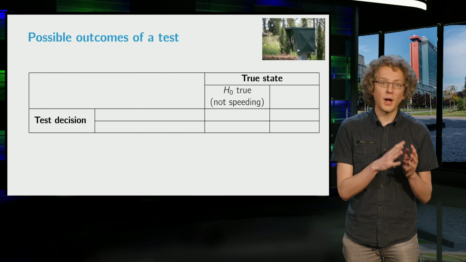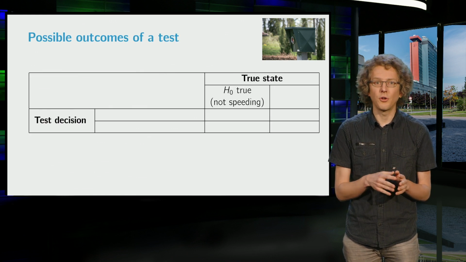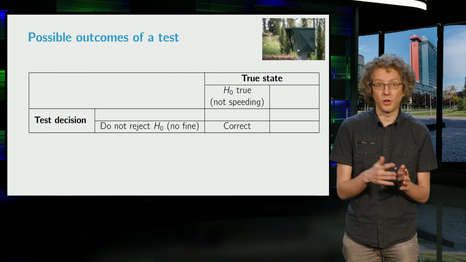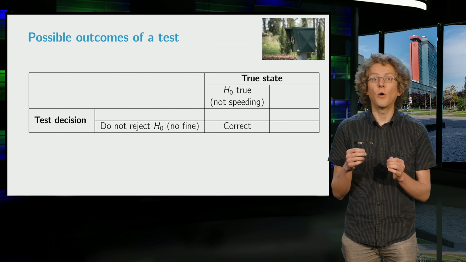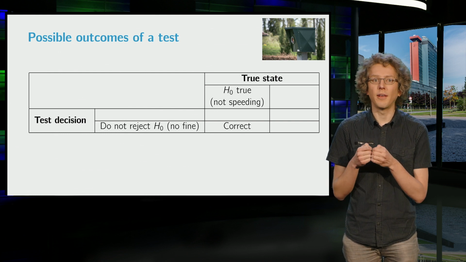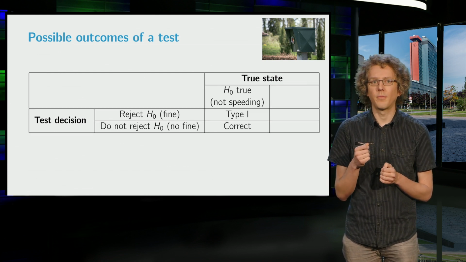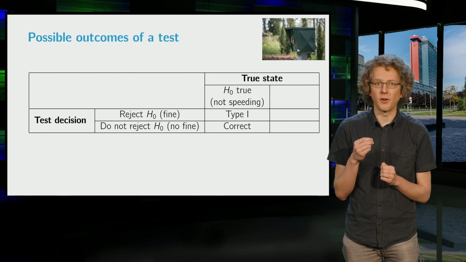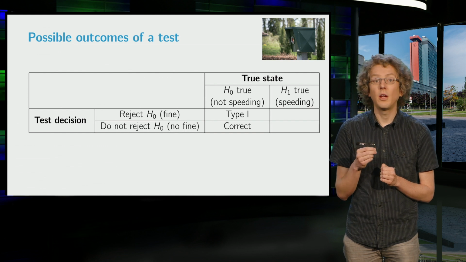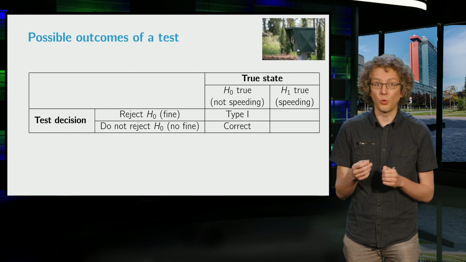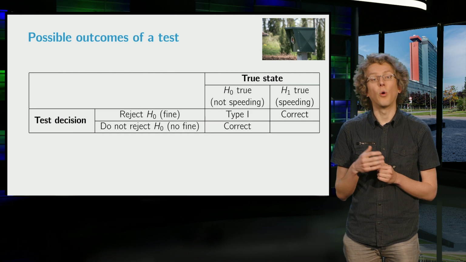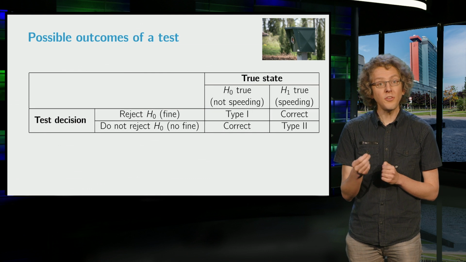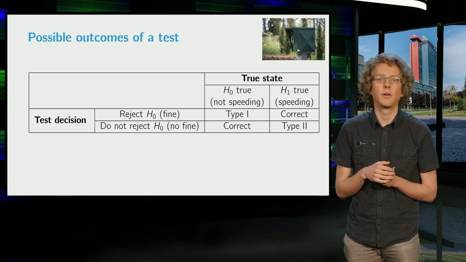The person could be driving at 100 km per hour, so they are not speeding. Well, they could then not be fined, which would be the correct decision, or they could unjustly be fined, which was our type 1 error. On the other hand, the person could be exceeding the 100 km per hour limit. In this case, they could be fined, which would be the correct decision, or they could unjustly not be issued a fine. Well, this is called a type 2 error.